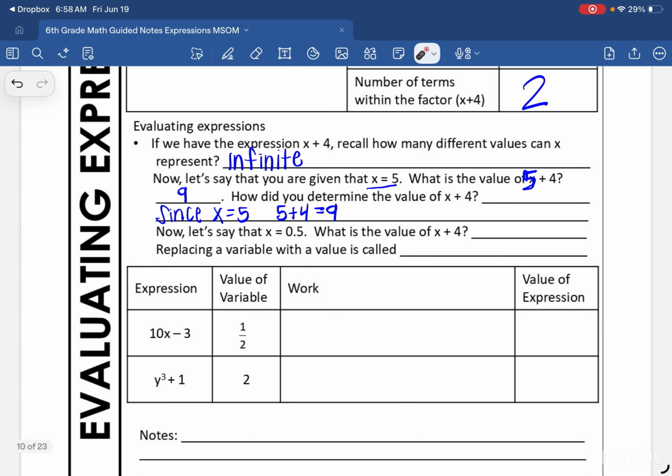Now let's say that x equals 0.5. What is the value of x plus 4? So if I put in 0.5 there, 0.5 plus 4 is 4.5. Replacing a variable with a value is called substitution.